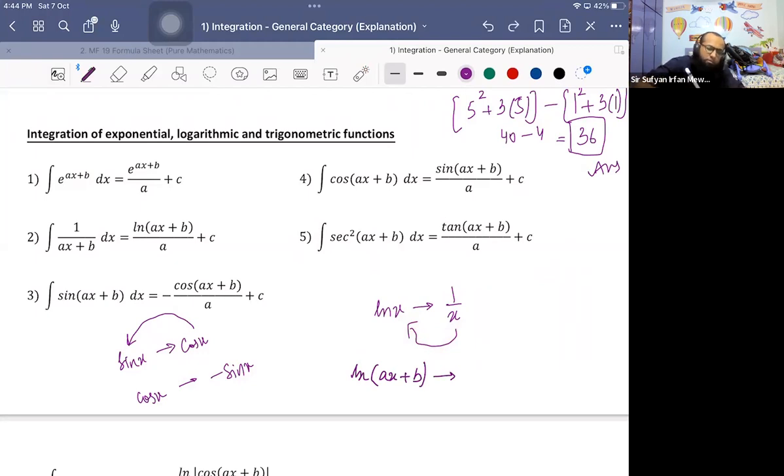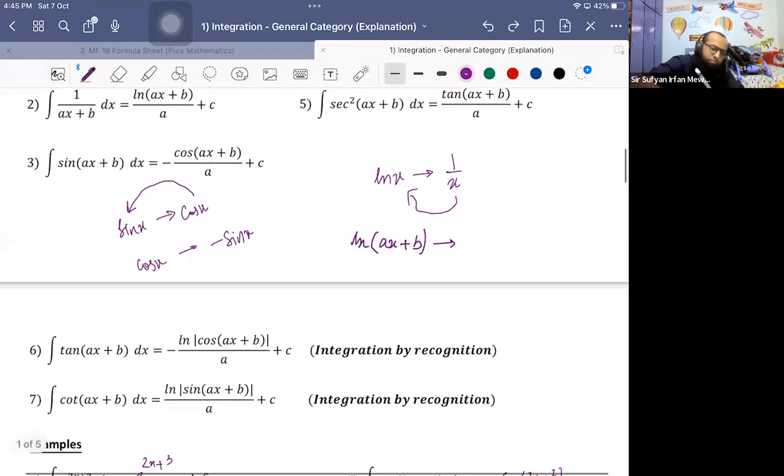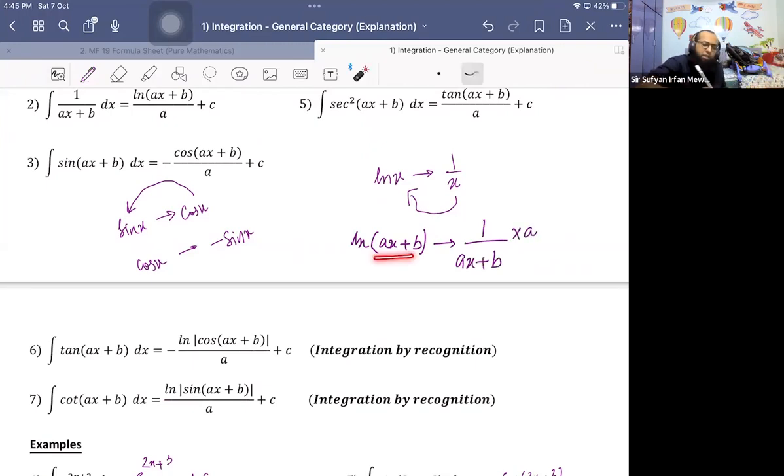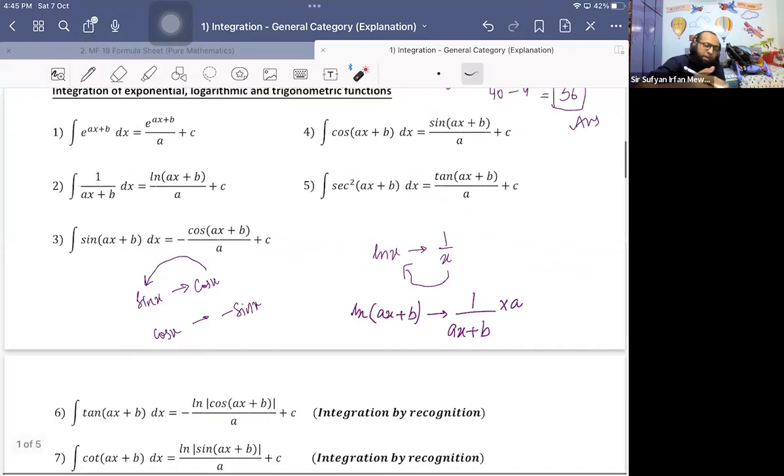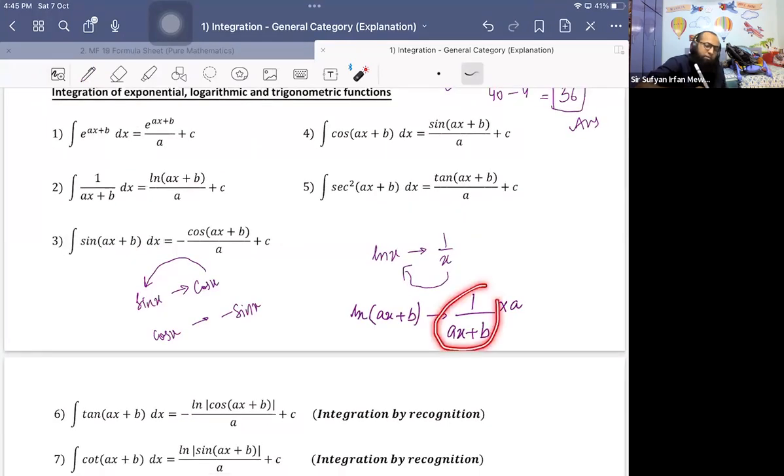Remember, one upon ax plus b multiplied by a. So we used to know that whenever there was a function with ln, after differentiating, the function used to come in the denominator and the differentiation was being multiplied. Or I used to say that the differentiation used to come in the numerator. So the same can be applied here as well. If you are going to integrate 1 upon ax plus b, then it is going to be ln ax plus b divided by a.